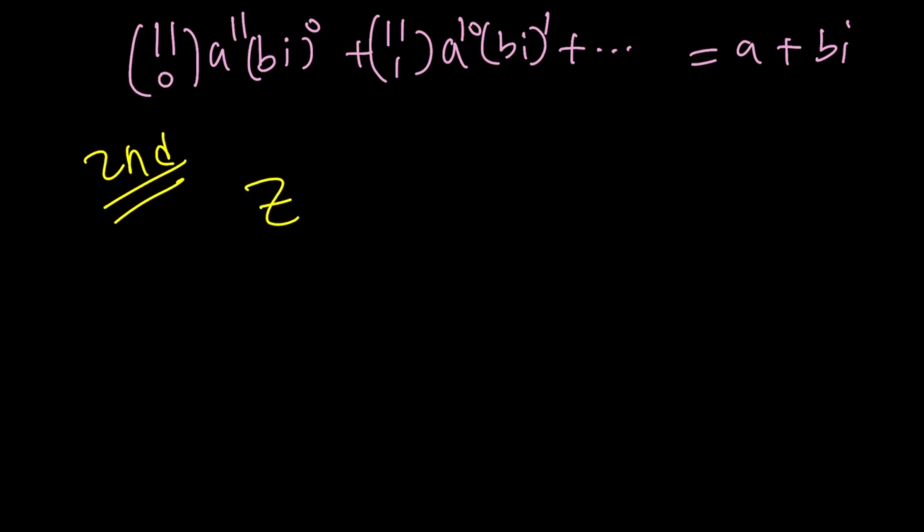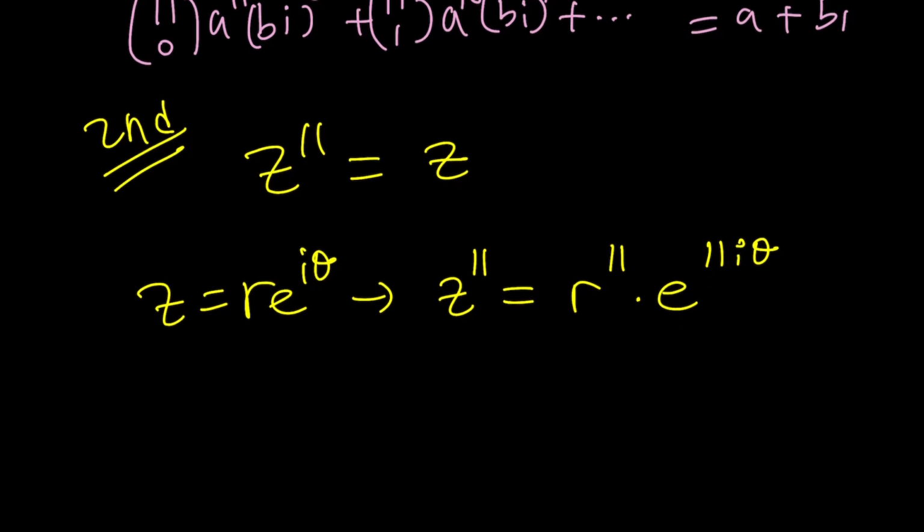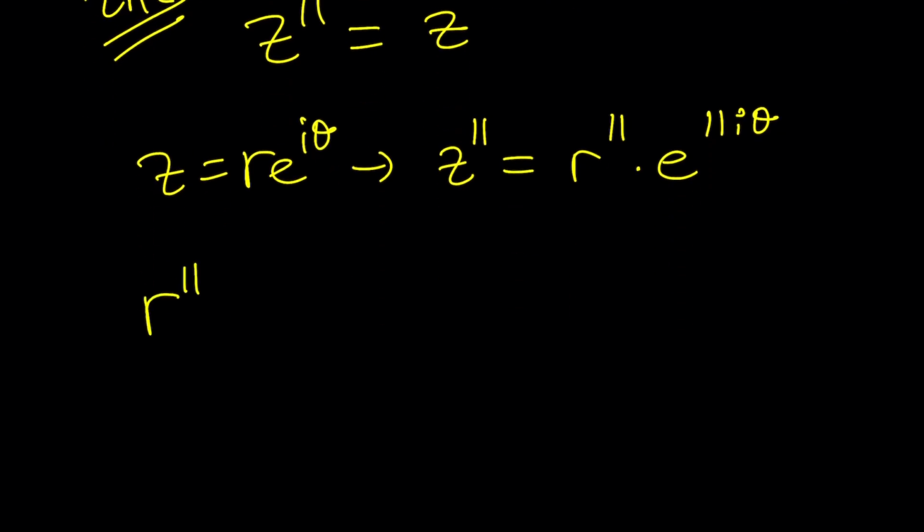So we have z to the power 11 equals z, and I just want to set z equal to r e to the i theta without making any assumptions. And then if I raise both sides to the 11th power, this should be r to the 11 times e to the power 11 i theta, or i times 11 theta, whatever. And then, of course, I want these two things to be equal. r to the 11th times e to the 11 i theta is supposed to equal r e to the i theta.